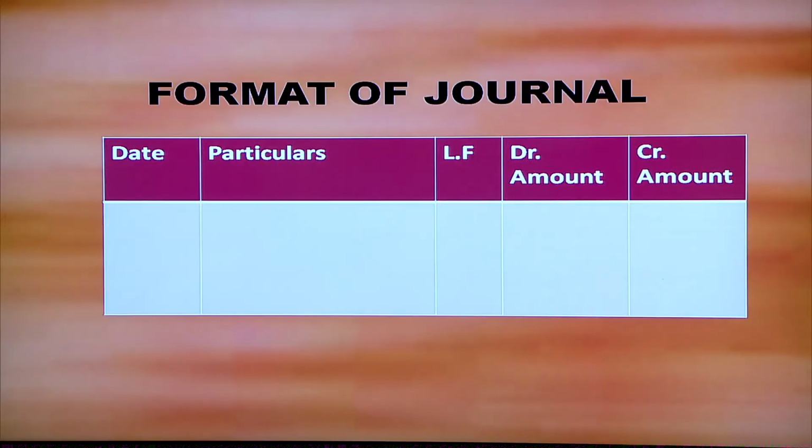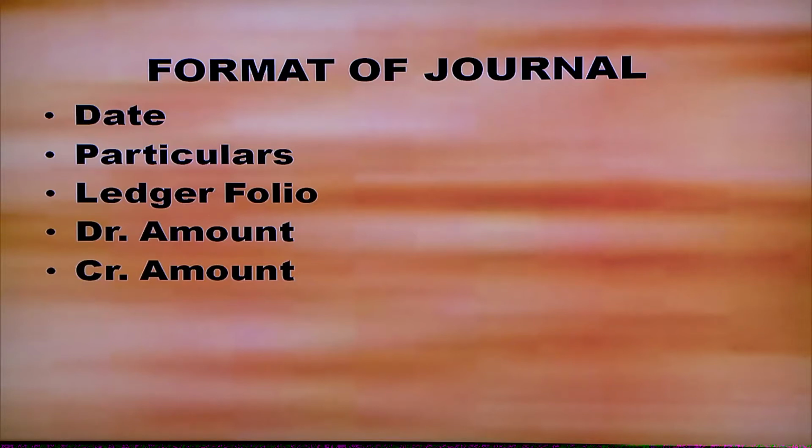Here is the format of journal. It includes date column, particulars column, ledger folio column, debit amount column and credit amount column. So once again I am giving you information relating to the format of journal, that is date, particulars, ledger folio, DR amount means debit amount column, CR means credit amount column. Now let us study each column one by one.